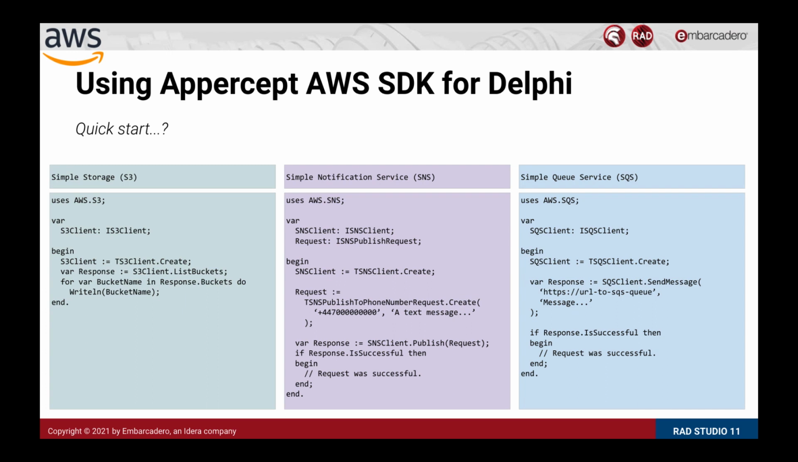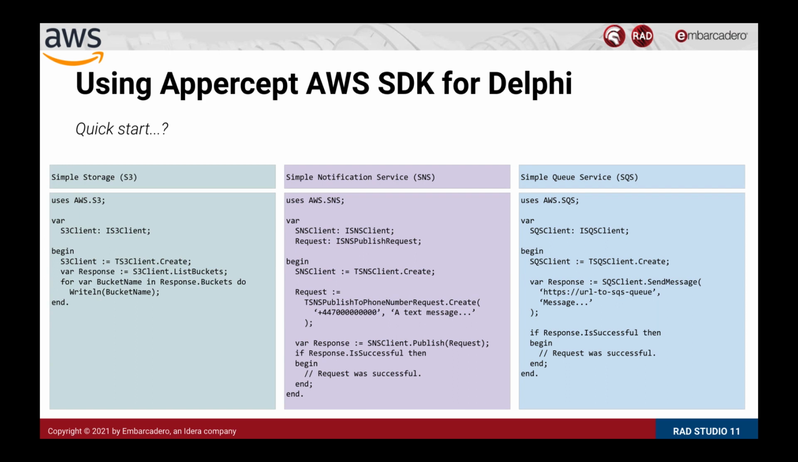So there's 3 examples here. We'll start with the simplest of these, the simple storage service, the S3 example on the left there. As with all the service implementations in the Appercept AWS SDK for Delphi, which I am also super excited to be demoing to you now, it's been a while in the making, we have a unit that you need to require. So the unit is AWS.S3 for the simple storage service.